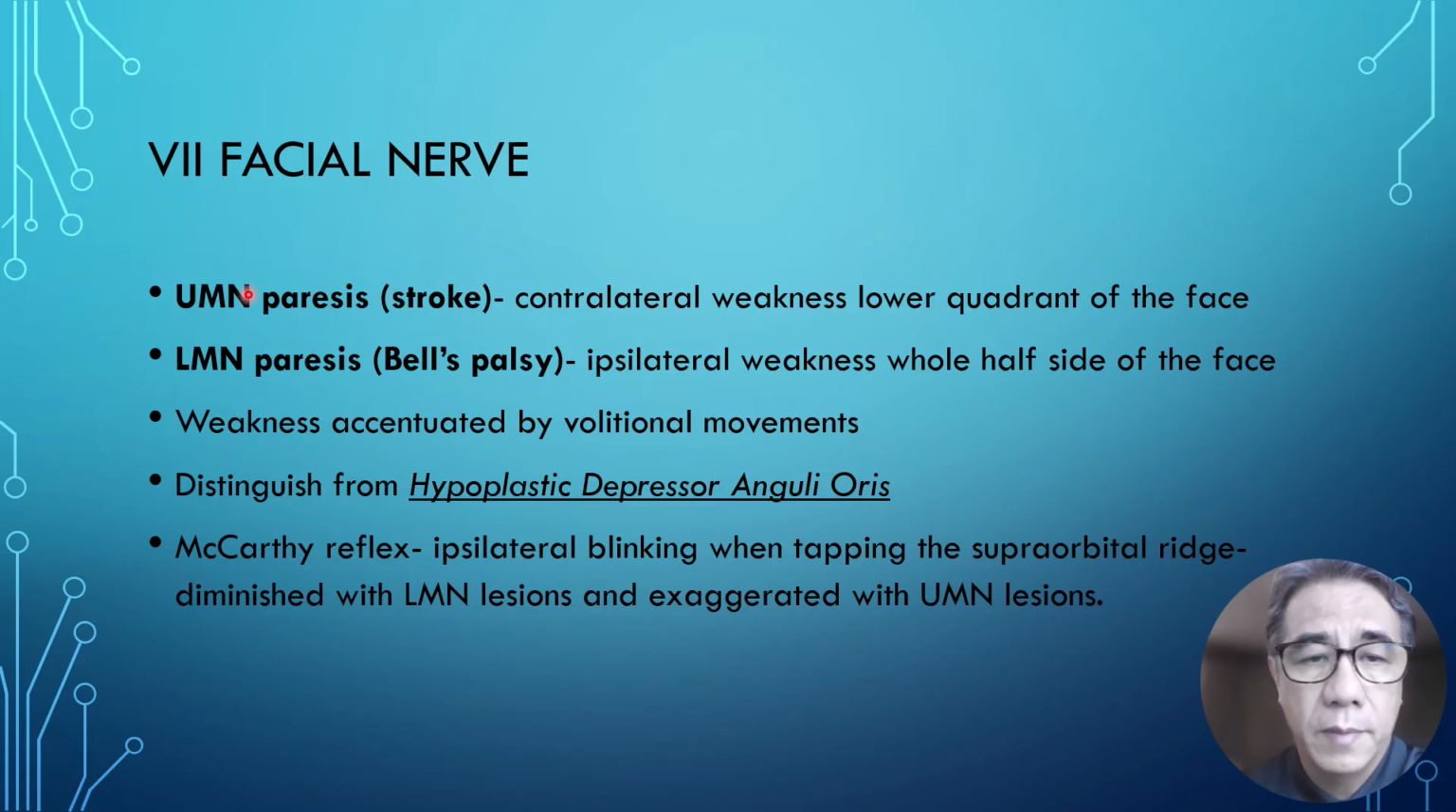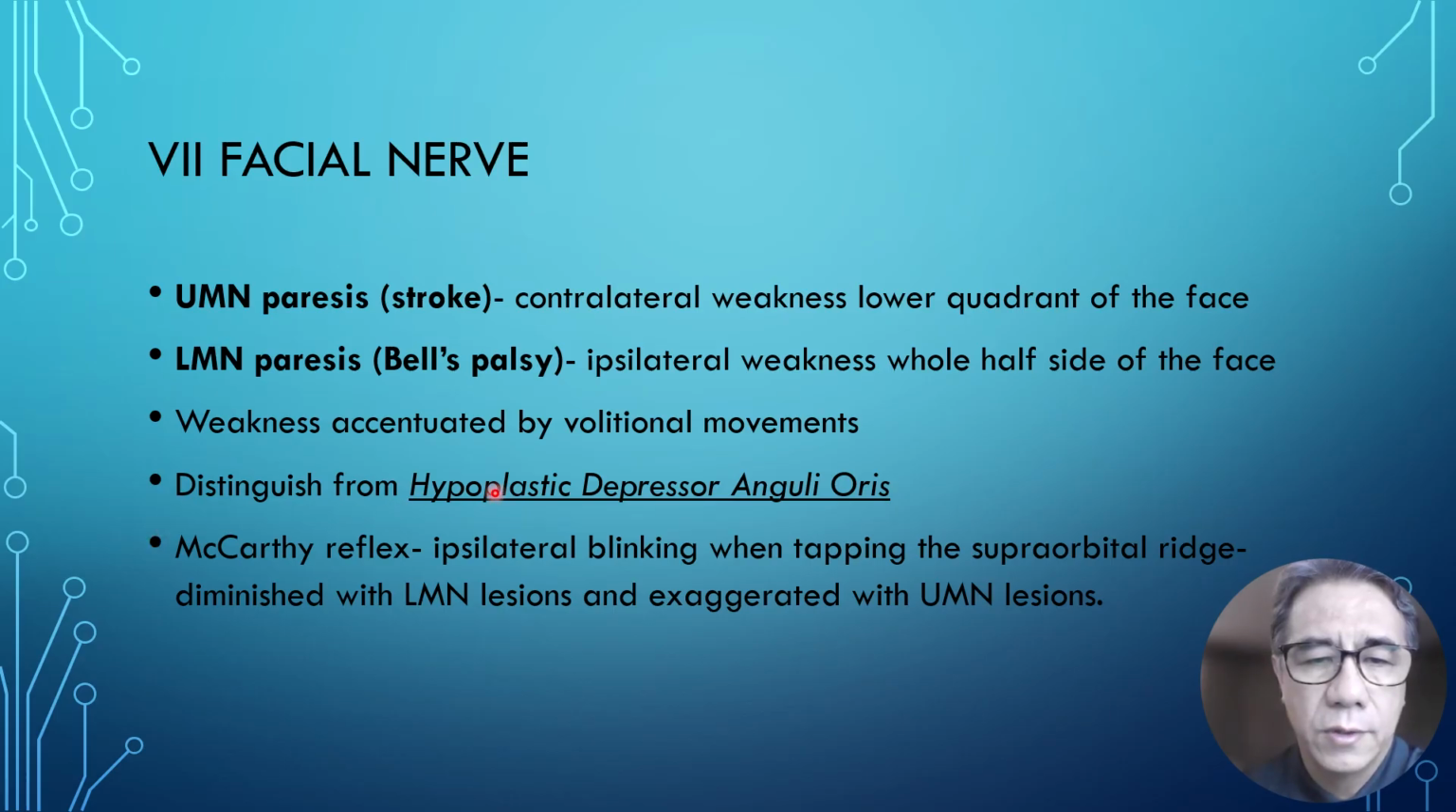But if the patient's facial weakness is a stroke, it's contralateral weakness of the lower quadrant of the face, sparing the upper half of the face. Whereas if it's Bell's palsy or involvement of the seventh nerve, weakness is on the same side, involving the entire half of that face. This is accentuated by volitional movements.